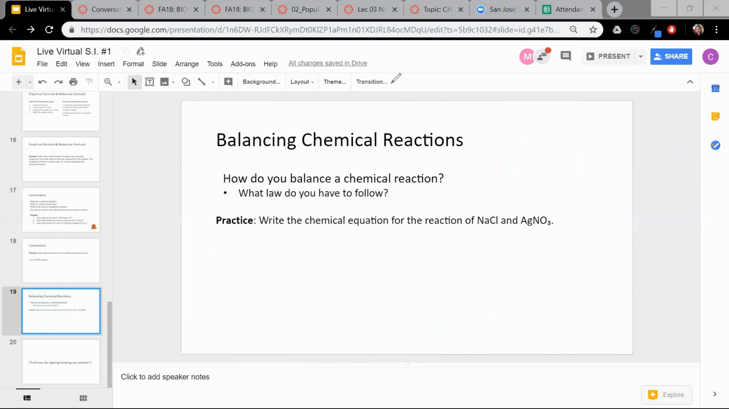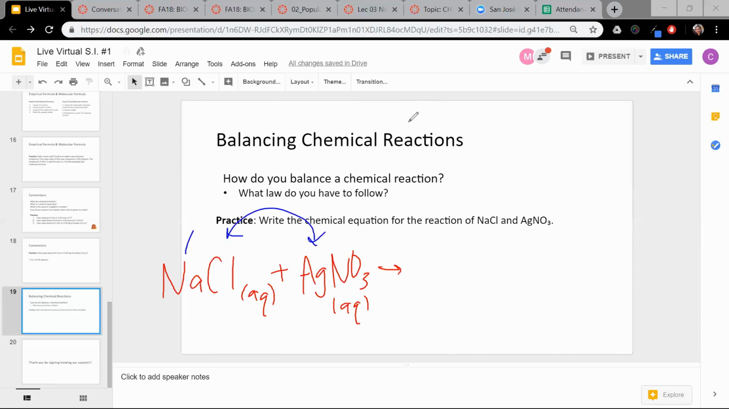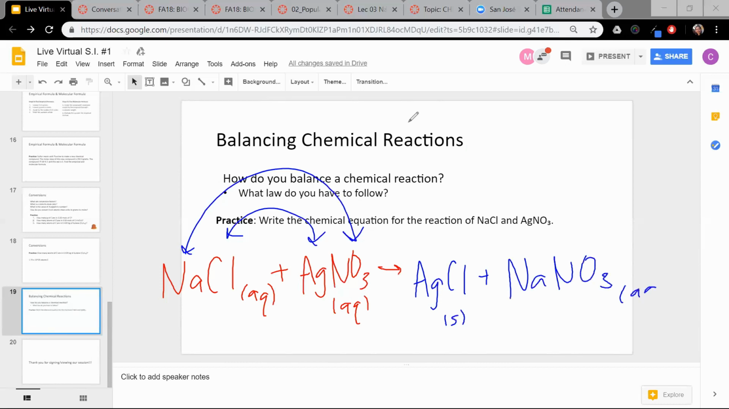And I'm going to write out the correct equation. So we started with NaCl aqueous plus AgNO3 aqueous, and we made our new products, that and that, that and that, to make AgCl solid, and NaNO3, and this was in solution, so it's going to be aqueous.